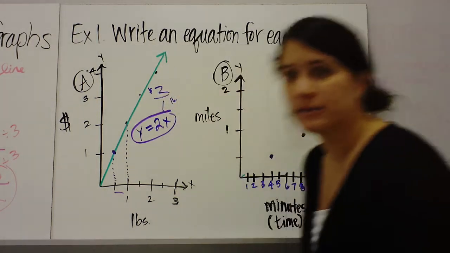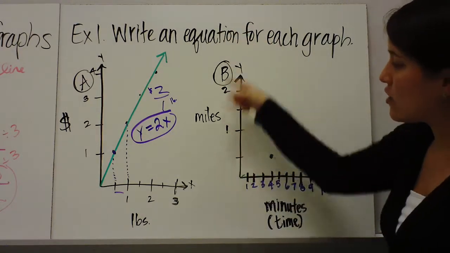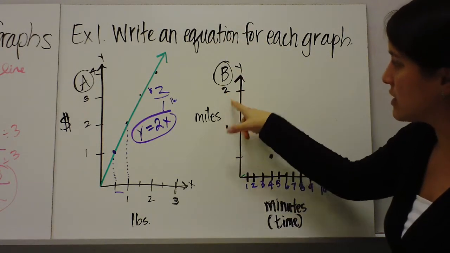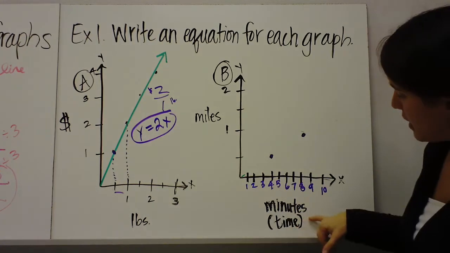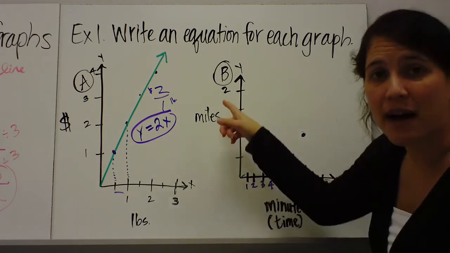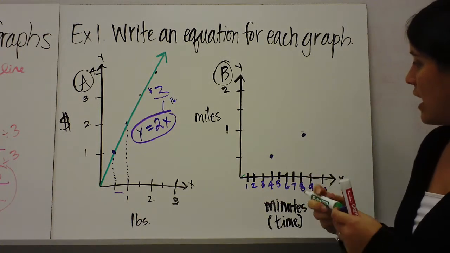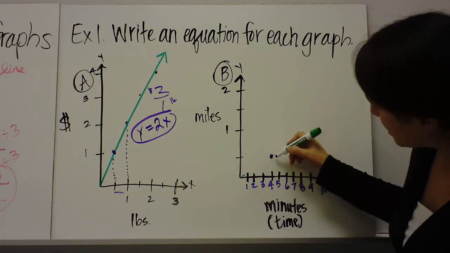Let's do graph B. On graph B we have miles, 1 mile and 2 miles, distance. And then we have time, minutes, 1, 2, all the way to 10 minutes. So someone's running miles in minutes. So we want to find a whole number. So let's look at this dot.